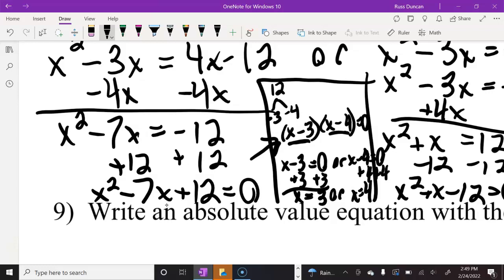Okay. Now, we haven't even gotten into if you plug them back into the original, will you get that? But we'll hold off on that. So there's two possible answers, 3 and 4. Okay. Let's slide over here.